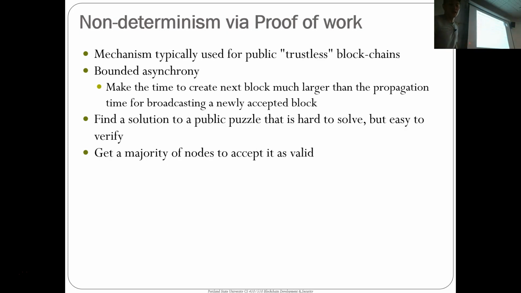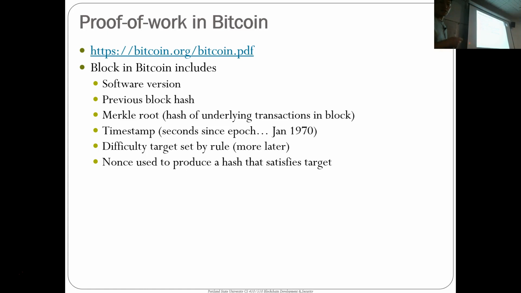Okay. So this is a mechanism that's used by most of the public trustless blockchains. You have this bounded asynchrony where the time to create a new block is larger than the propagation time for a newly accepted block. Okay, so that's what the Bitcoin algorithm is. And a block in Bitcoin has all of these things that we talked about last class in order to be used as a valid block in the blockchain.